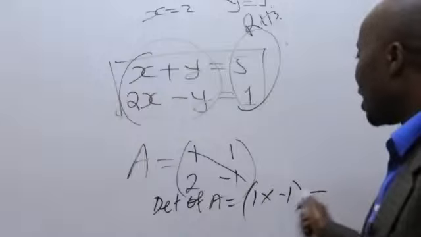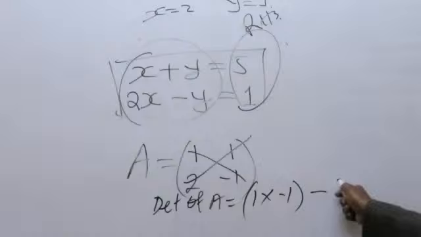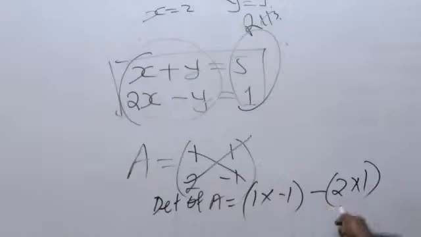Minus product of secondary. Product means you're multiplying. So 2 times 1. Please, you can avoid brackets here for the primaries, but secondary, you must always put brackets. So could you kindly give me this figure?